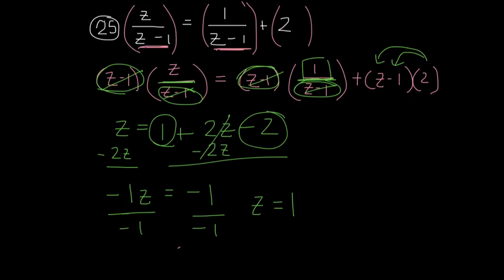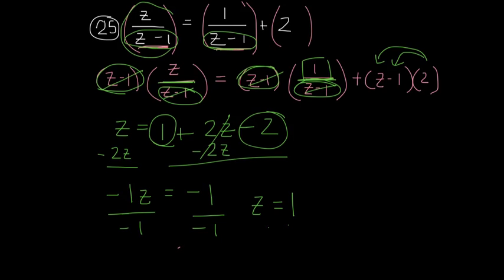Again, be very, very careful because your original problem contained fractions with the variable in the denominator. Your job is to make sure that the solution you get, in this case 1, if I plug that value in for the variable, it cannot make the denominator equal to 0. If it does, I have to throw it out.